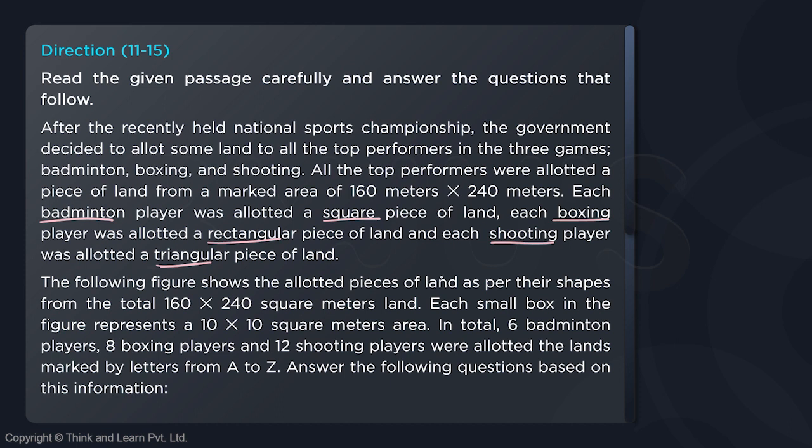The figure shows below the allotted pieces of land as per their shapes from the total 160 by 240 square meter land. Each small box in the figure represents a 10 by 10 square meter area. In total, 6 badminton players, 8 boxing players, and 12 shooting players were allotted the lands, and they are marked by A to Z. Answer the following questions based on the information now.